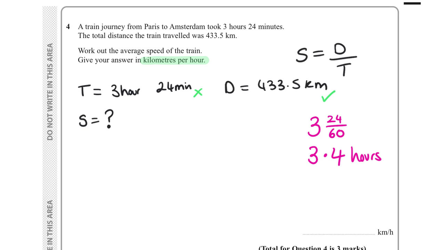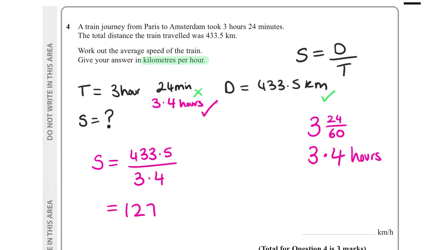Okay? So now, our time, I'm now going to change it to 3.4 hours. Okay, so now, do we have kilometres? Yes. Do we have hours? Yes. I can now substitute into the formula. So speed equals our distance in kilometres divided by our time in hours. I'm going to put this into my calculator. 433.5 divided by 3.4, and it's going to give us 127.5 kilometres per hour.